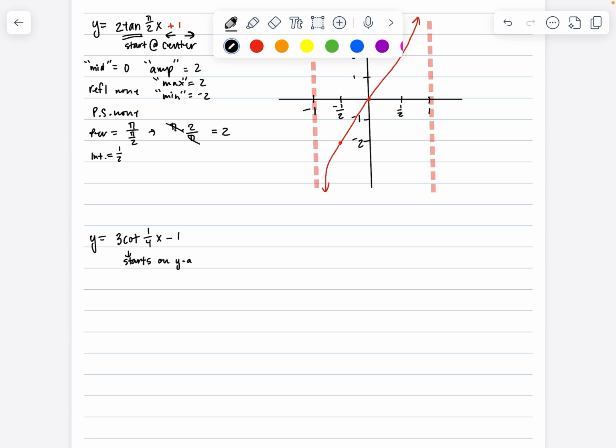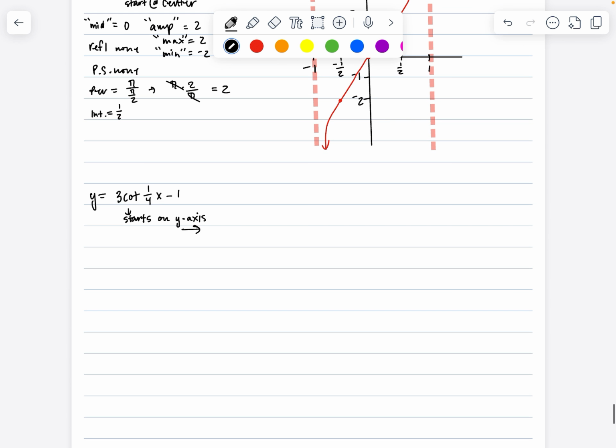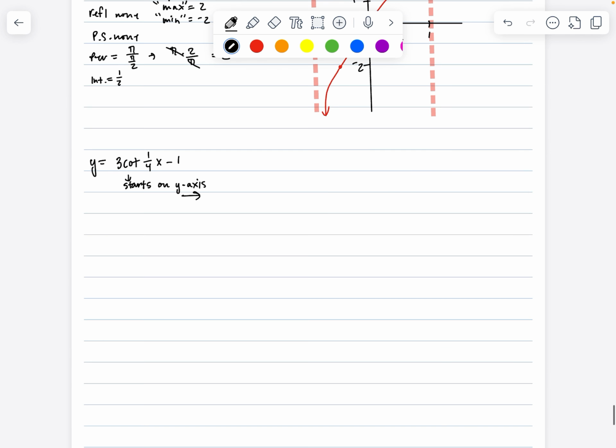Cotangent wave starts on the y-axis, and then we go to the right. So we graph 4 points just like a sine wave. So let's do this. Midline, our fake midline, y is equal to negative 1. Our fake amplitude is going to be 3. Our reflection, none. By the way, if there is a reflection for a cotangent, it will go up from left to right as opposed to down.